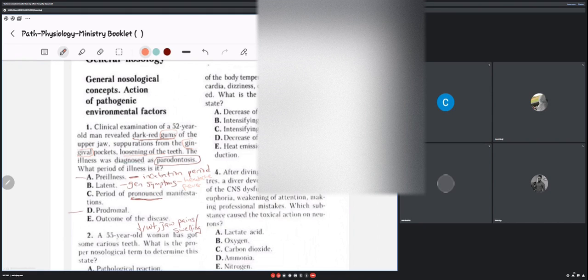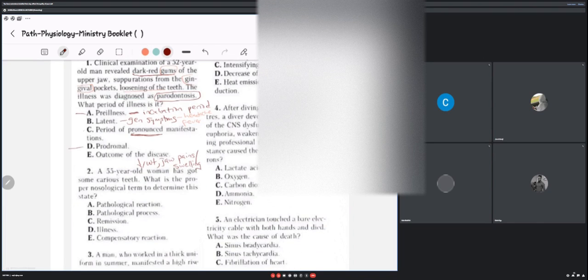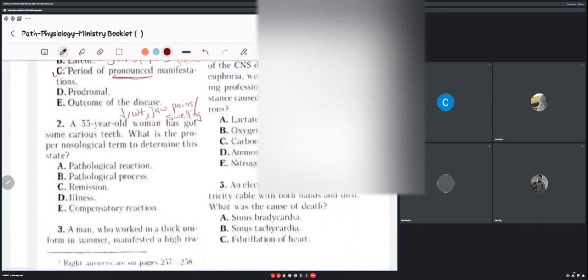All right. So question 2 here. A 55-year-old woman has some caries, that's teeth caries. What is the proper nosological term to determine the state? I told you about the reaction and the process, isn't it? The reaction is just telling you that there's something on, but it's not definite yet. But here they're telling you that it's definite because of teeth caries. This is the tooth itself.